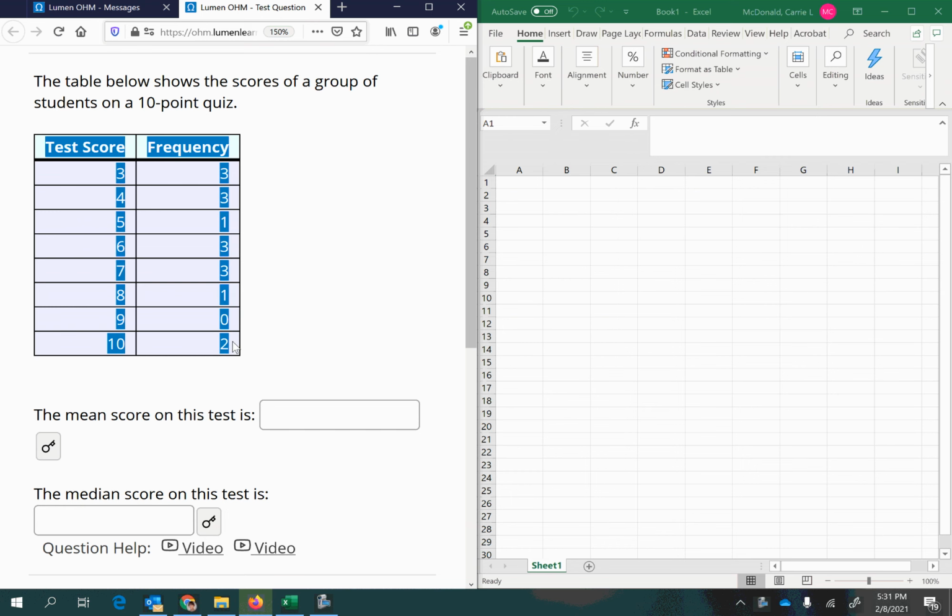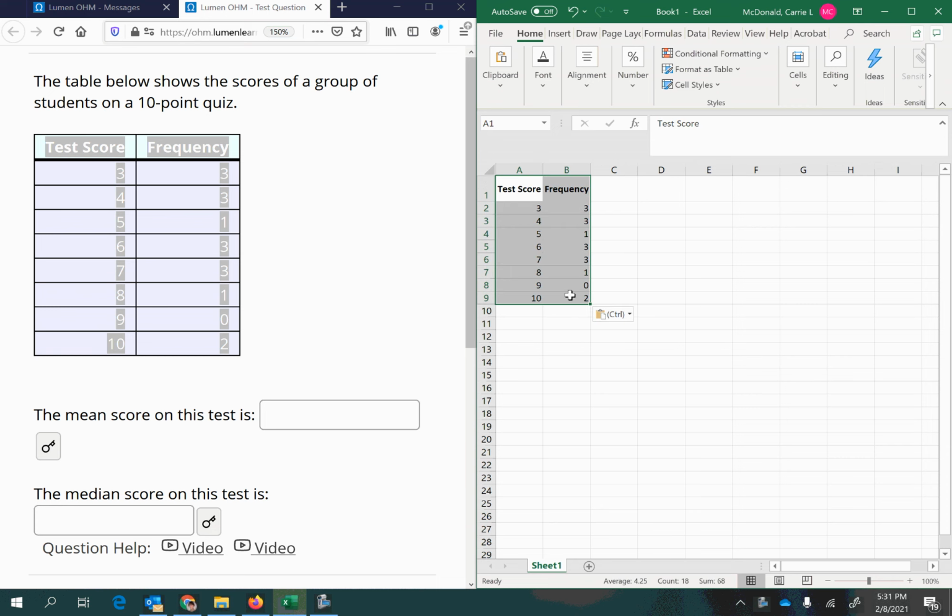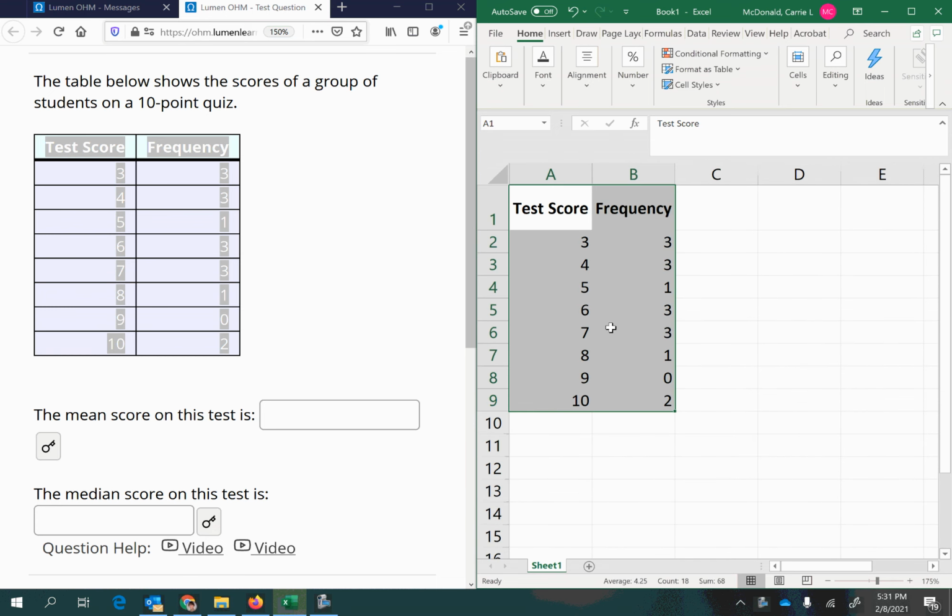Now the way that this table works is it's showing you a summary of the test scores. So instead of just having one test score with a value of 3, the frequency here shows that we have 3 test scores that were equal to 3 points, and 3 test scores that were equal to 4 points, 1 test that was equal to 5 points, and so on.